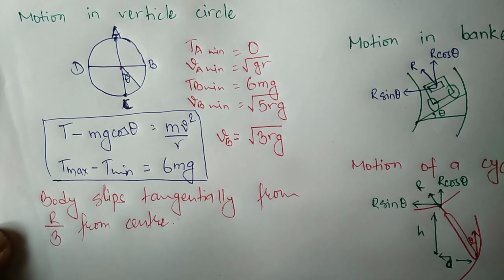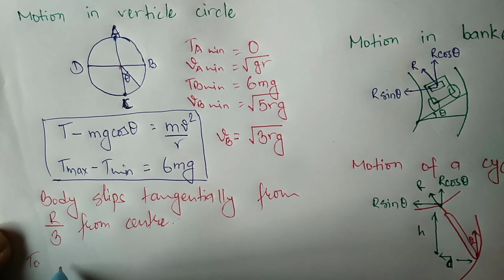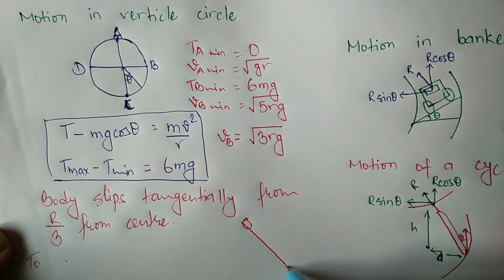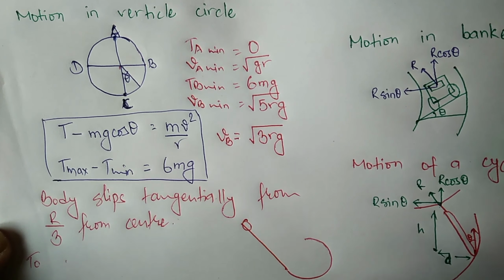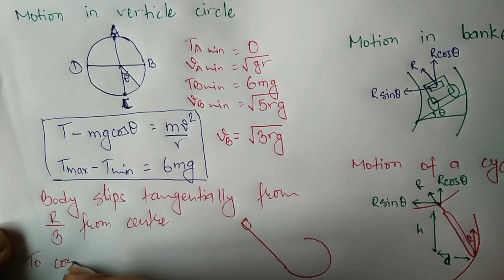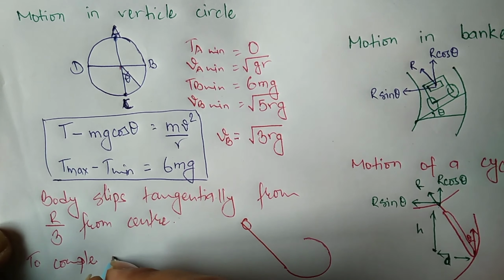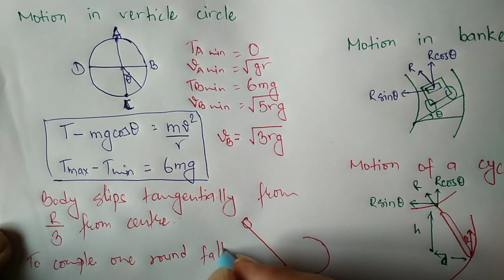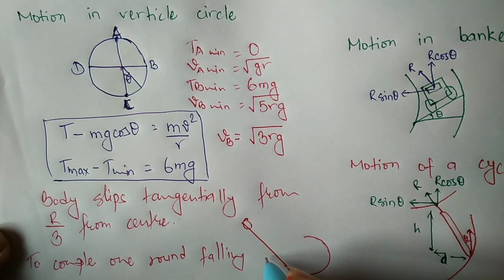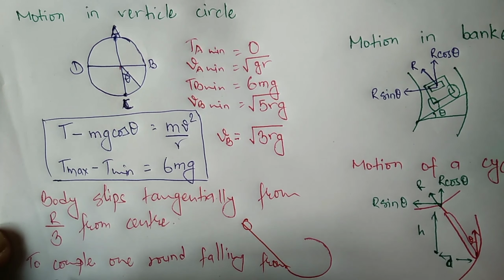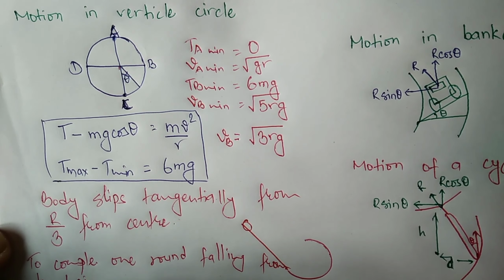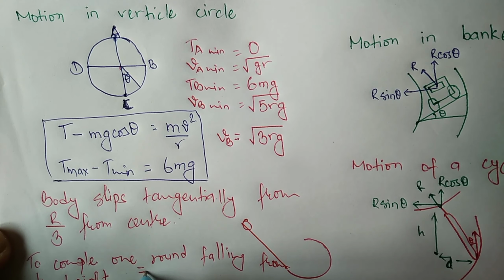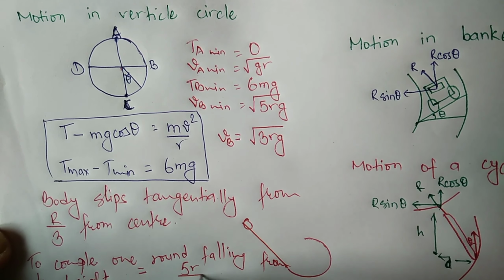Now to complete one circle, for example, it falls from this height and it has to complete one circle. To complete one round, falling from height h is equal to 5r by 2.